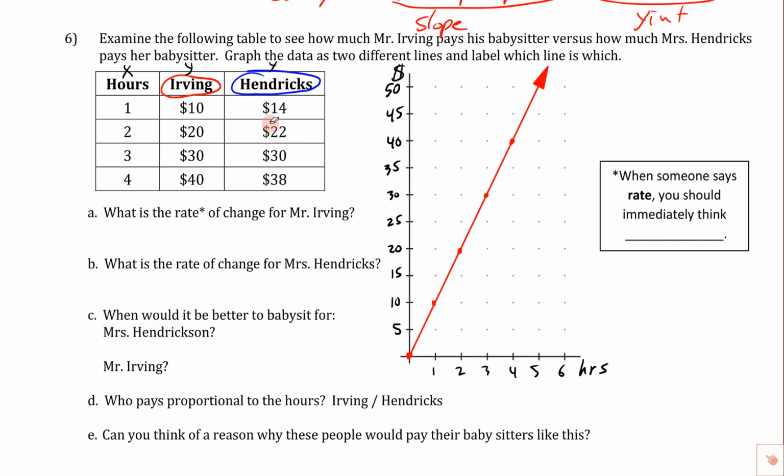Now I'm going to change to blue, and we're going to graph Mrs. Hendricks. So she gives $14 for the first hour. So 14 would be about right here. She's paying a little bit more right there. Let's see the next one, 2 hours, $22. So $22, still making a little bit more. 3 hours, $30. So we're right there. And 4 hours, $38. Maybe I ought to cover this one up. So 4 hours, $38 would be just a tad less than this.